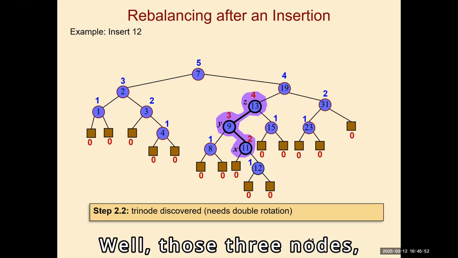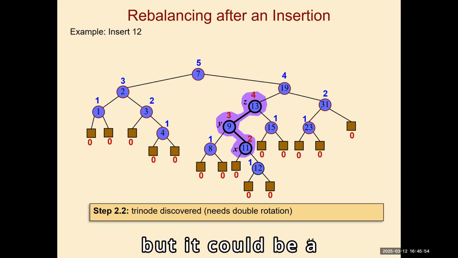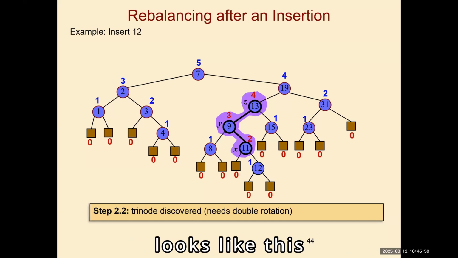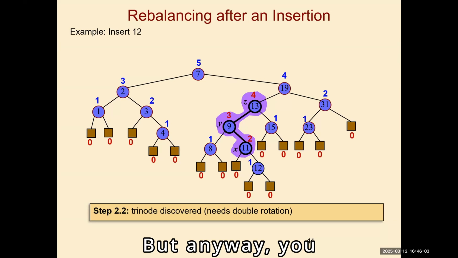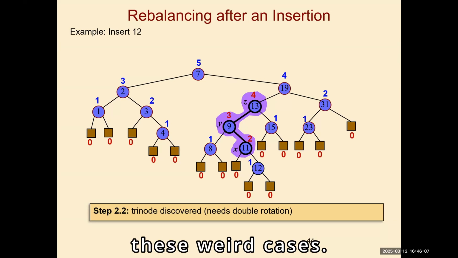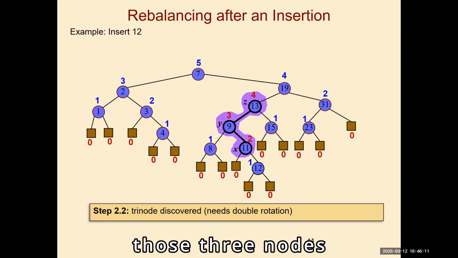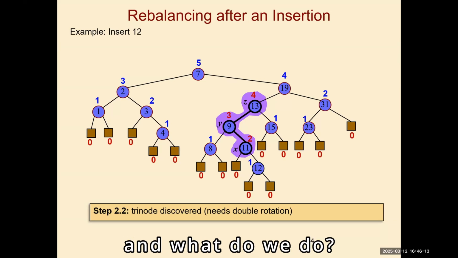And what does that path look like? Well, those 3 nodes, it's going to be a path, but it could be a path that looks like this, or a path that looks like this, or like this, right? Now, but anyway, you don't worry about it. You don't have to worry about all these weird cases. We don't want cases, right? We just say we take those 3 nodes.